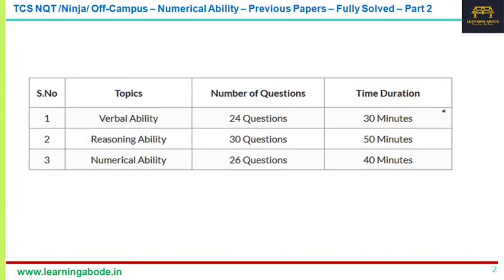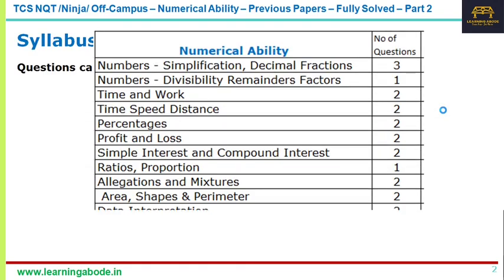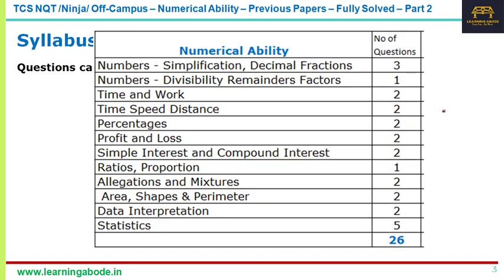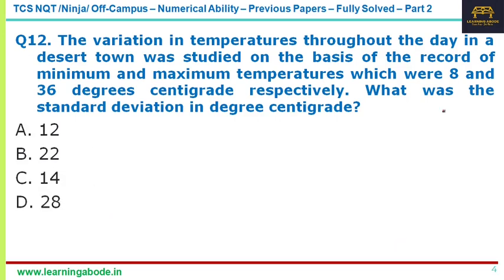Regarding the complete pattern, syllabus, and how to prepare for TCS NQT, there is a separate video for that. The link to that video is given in the description below. You can look at it. Whether it is TCS NQT, TCS Ninja or TCS off campus, the cognitive section is common. Only the IT programming is optional in case of TCS NQT, and in case of Ninja and off campus it is compulsory. Anyhow, we'll move on to this particular part, numerical ability.